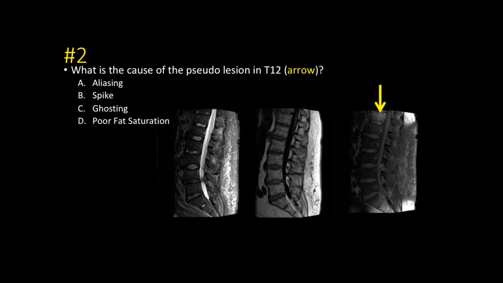Question 2, what is the cause of the pseudo lesion in T12 depicted by the arrow? Well, as you can see at T12, there's hyperintensity, which is in line with hyperintensity of the fat in the post-contrast image at T12 and at the S1-2 region, and that's poor fat saturation on the post-contrast fat-saturated image. Usually you see this at the margins of the image, and you notice on the STIR and accompanying T1 weighted images without contrast that there's no lesion there.